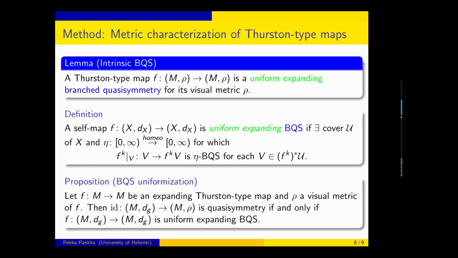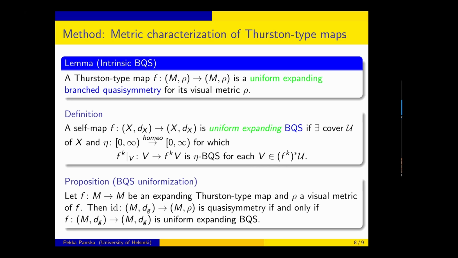And what you get is this lemma, which I have here on top of the page, saying that if you have a uniformly expanding branched quasisymmetry, this intrinsic property now gives you rather easily the fact that the visual metric is quasisymmetric to the standard Riemannian metric if and only if the Thurston map you are looking at is uniformly expanding BQS in the standard metric.